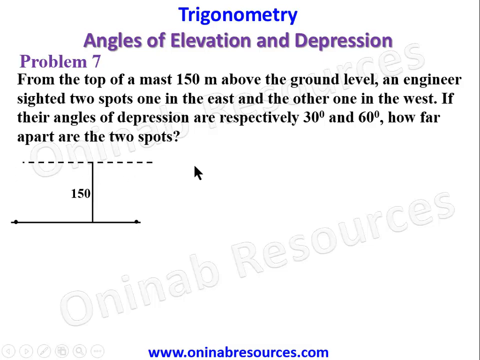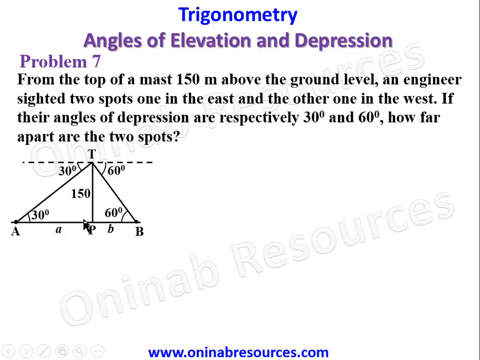So we create the normal from here. This is the normal from the top of the mast. So the angle of depression of the one in the east is 30 degrees. So the angle here is 30 degrees. Then we now join it, and the other one is 60 degrees. We join it. So we can name the point A and B, the top here to be T and the bottom to be B. This is 30 degrees and this is 60 degrees. This is AP is A and PB is B.